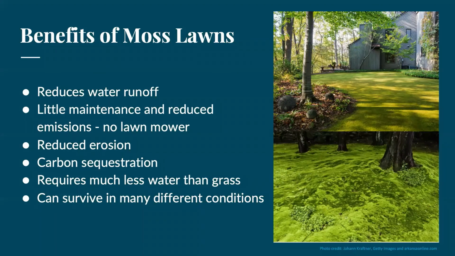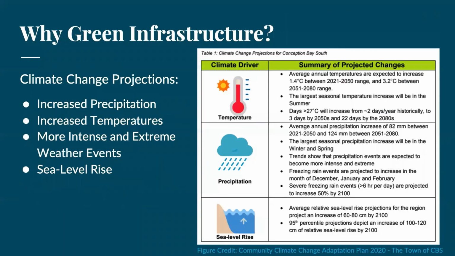They require much less water than grass, and these moss lawns can survive in many different conditions, which, if we know we are going to have changing weather conditions in the future, could be quite a good thing, because it may not be as predictable as it has been in the past, because the patterns of the past aren't what we're going to probably see in the near future.